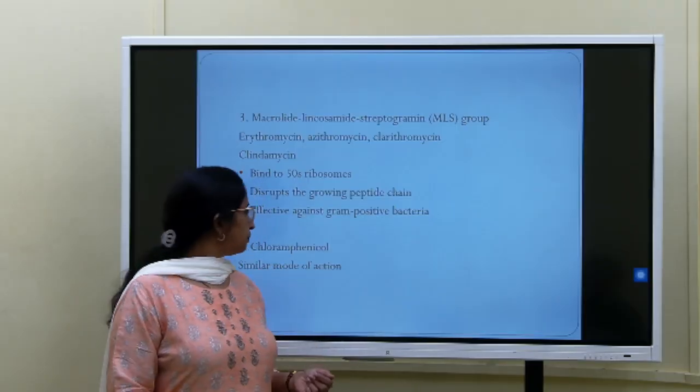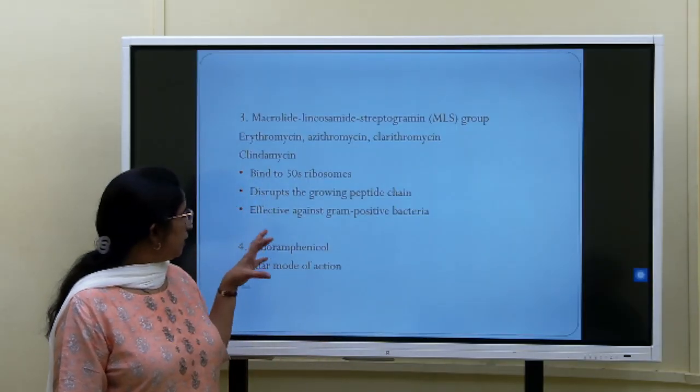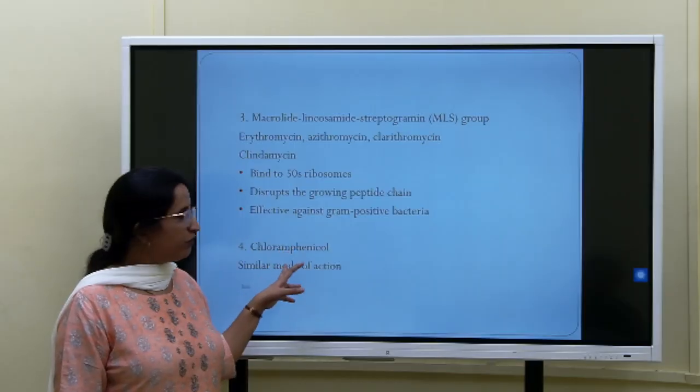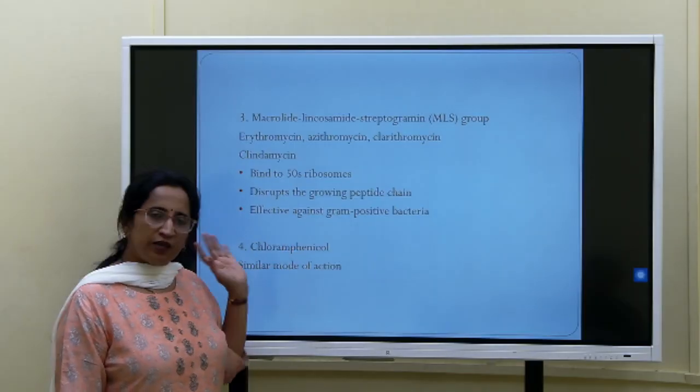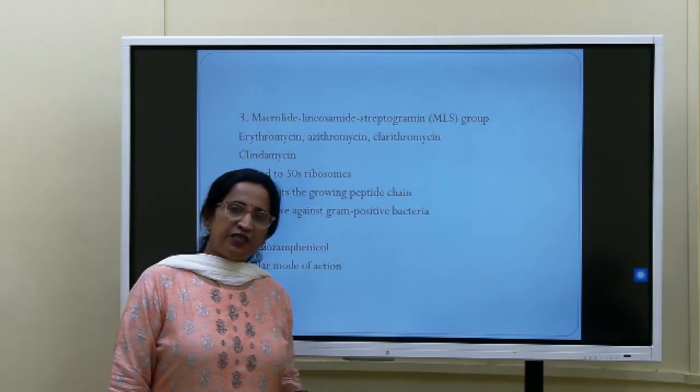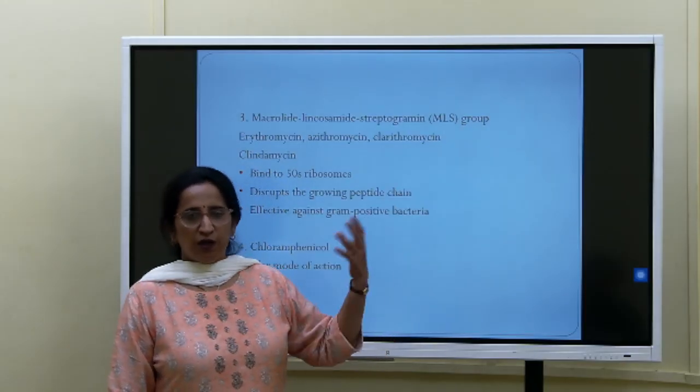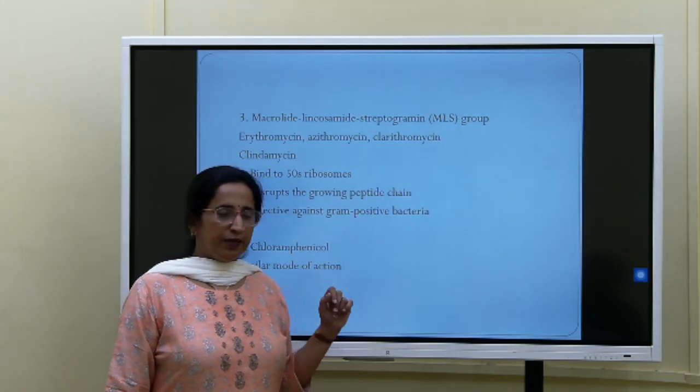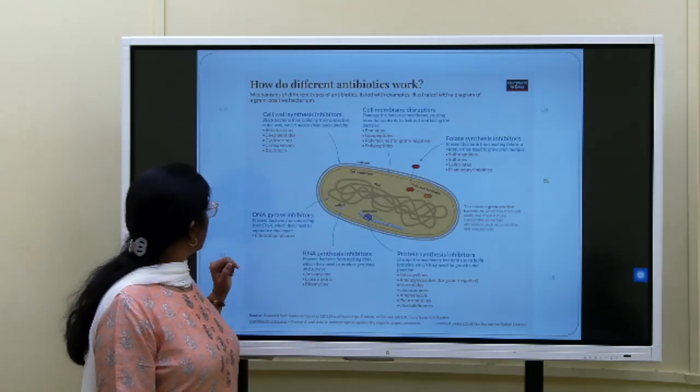The fourth class are the chloramphenicols. Chloramphenicol also works in a similar way. They bind to the 50S ribosome and they prevent formation of the peptide chain.